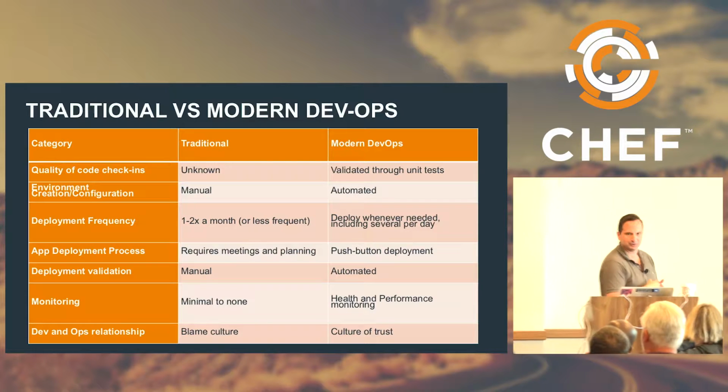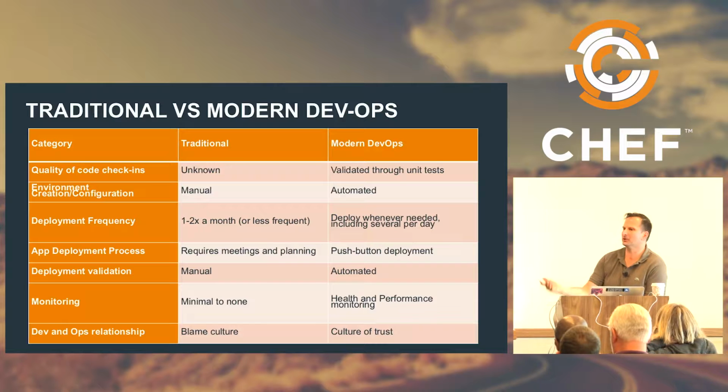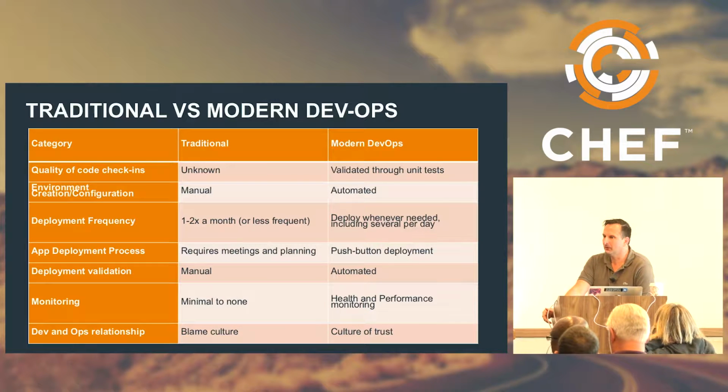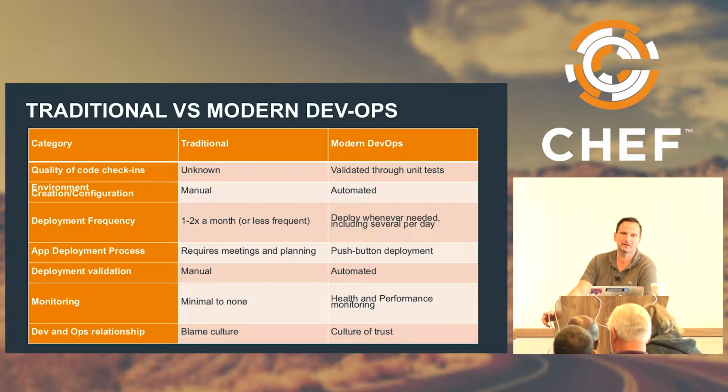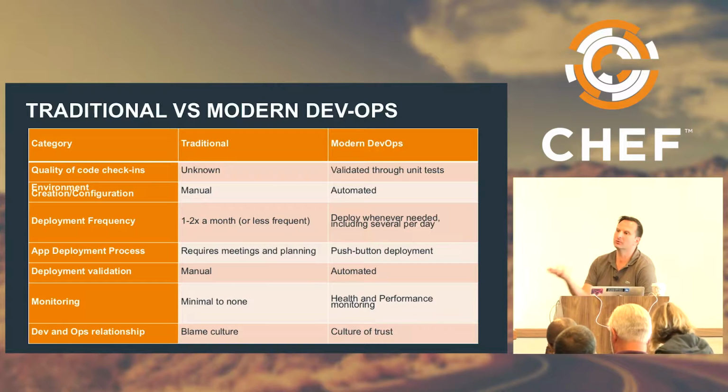We validate the code check-in through unit tests and other tests there. Environment creation obviously is automated. So it follows like the infrastructure as code approach. We automate the environment creation, we roll out the new clusters and so on and so forth. We deploy whenever needed, including several times a day. And that's, especially if you run services, that's what we do quite frequently, even in Azure, that we roll out new versions. You don't even notice it, okay?